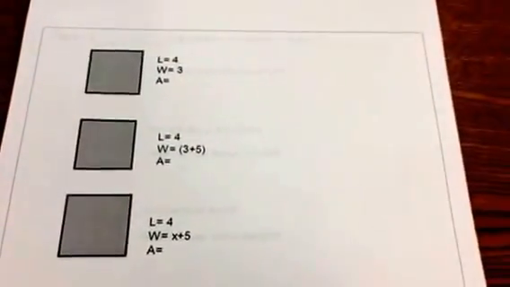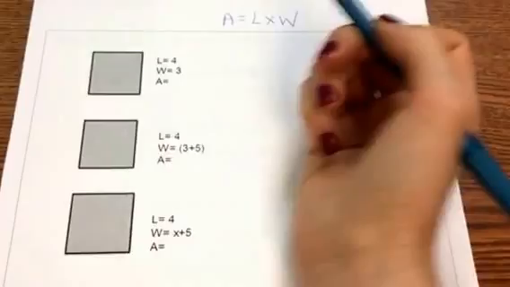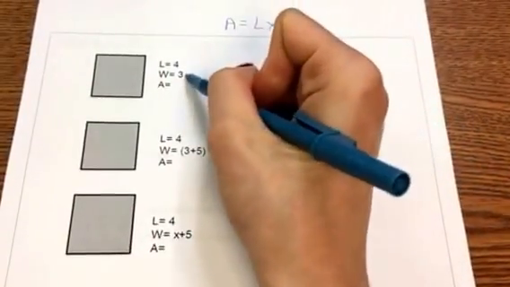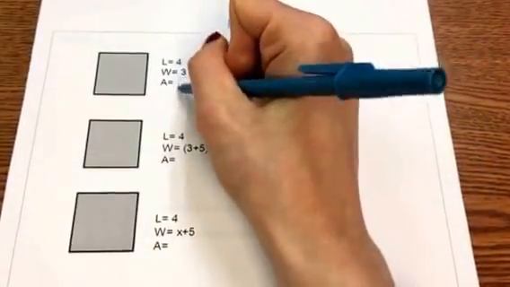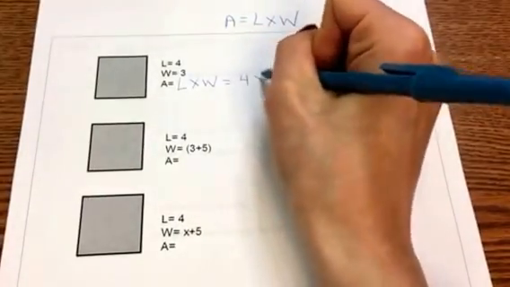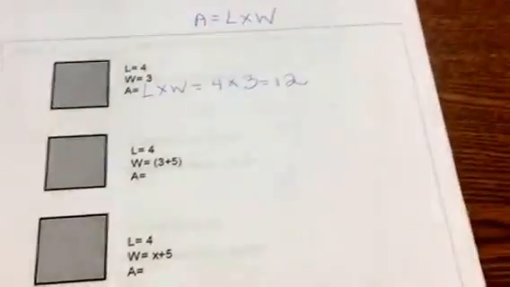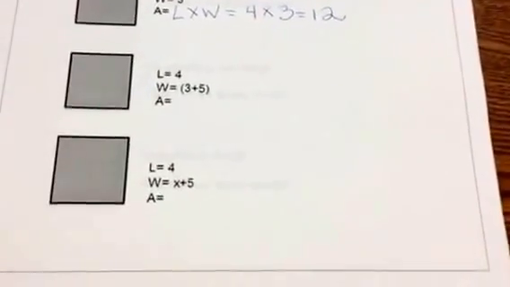All right, so we're throwing it way back to area, which is something I know you guys know how to do. So remember that the formula for area is area equals length times width. So here what I have is a square or a rectangle with a length of 4 and a width of 3. So if area is equal to length times width, then area is going to be equal to 4 times 3, which is equal to 12. Easy enough. You guys absolutely know how to do that.